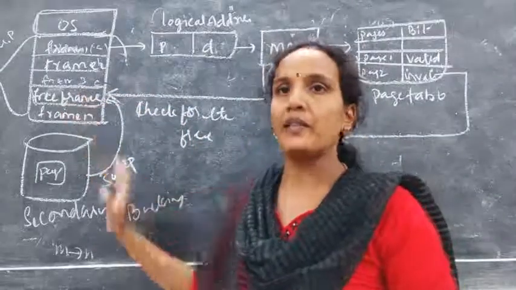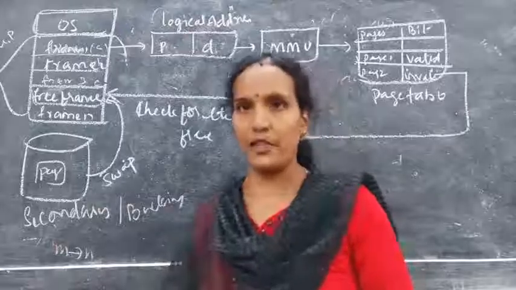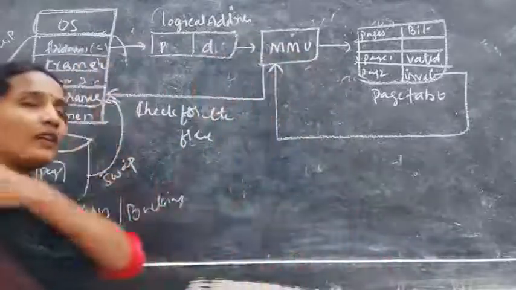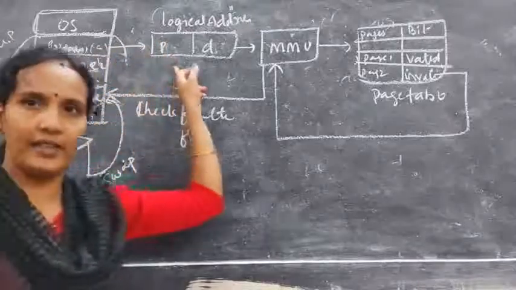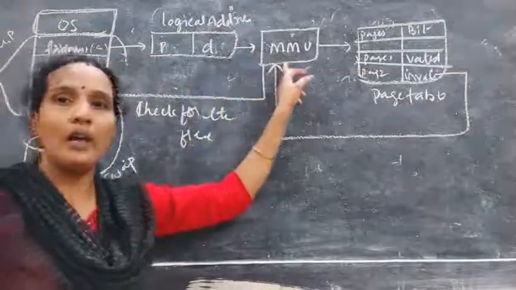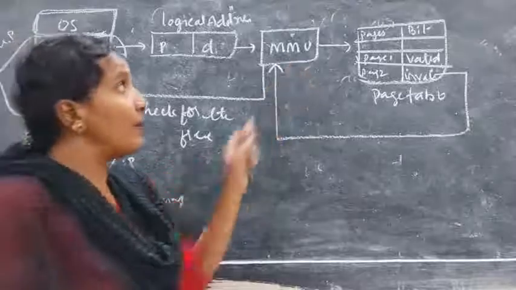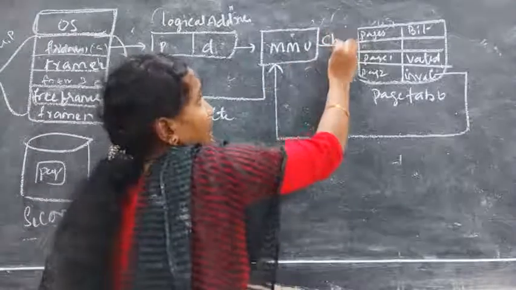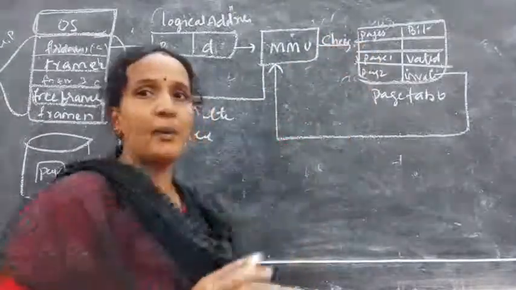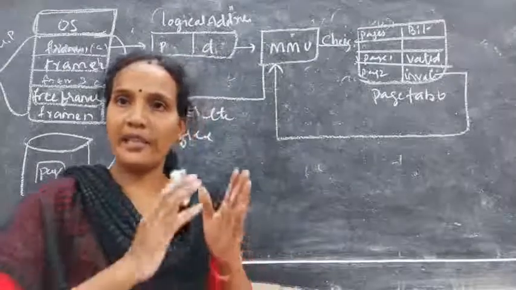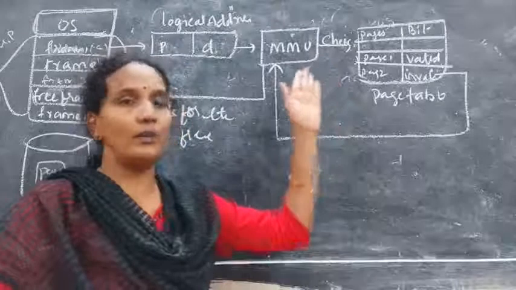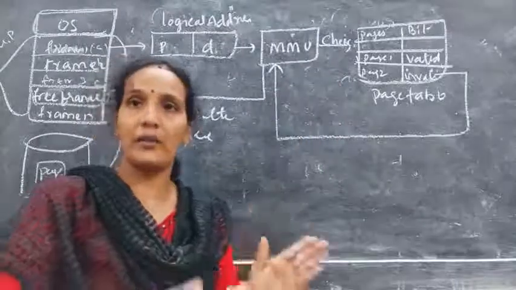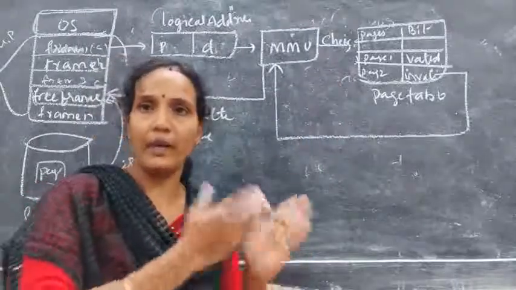Okay, actually this is the concept of demand paging. Whenever the user requests any page, a logical address is generated, and that logical address is given to the memory management unit. The memory management unit checks in the page table whether that page exists and what the bit of that page is. The bit means valid or not. I have already explained: valid means that page is there in the main memory.